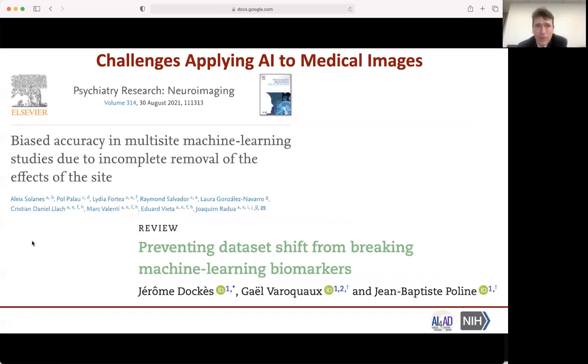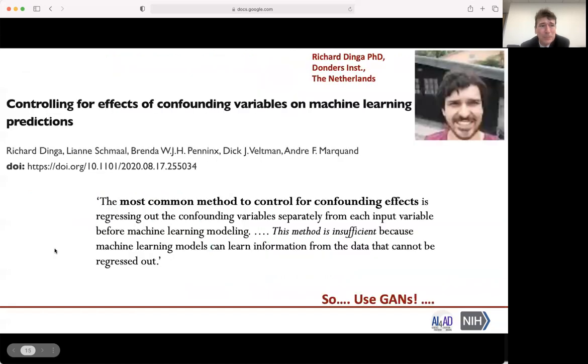There's some really nice review articles and technical methods that have been developed to address these. First of all, for avoiding biased conclusions about the accuracy of data sets when confounds are present in the data. And then also in the second paper here, very nice recent paper, preventing data set shift from breaking machine learning biomarkers. They're talking about this domain shift issue where you train on a handful of data sets and then your methods break down on the data set that you really care about.